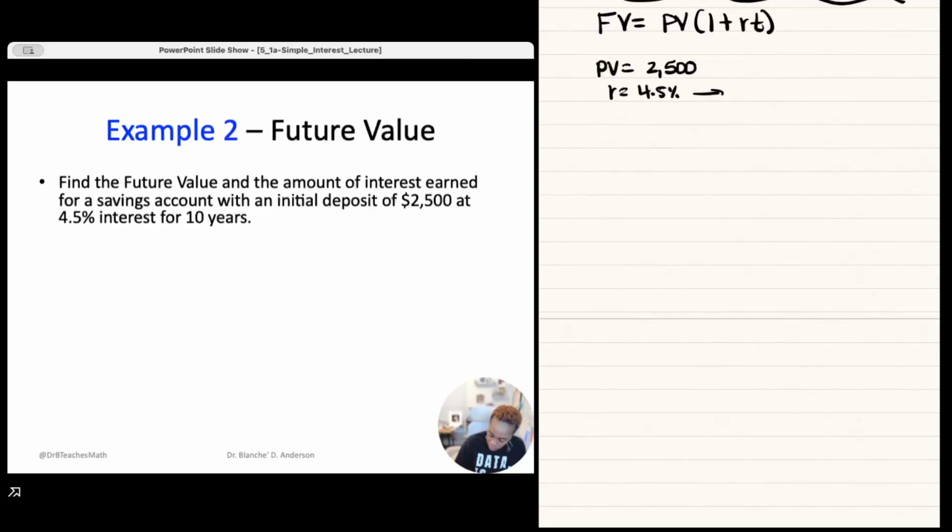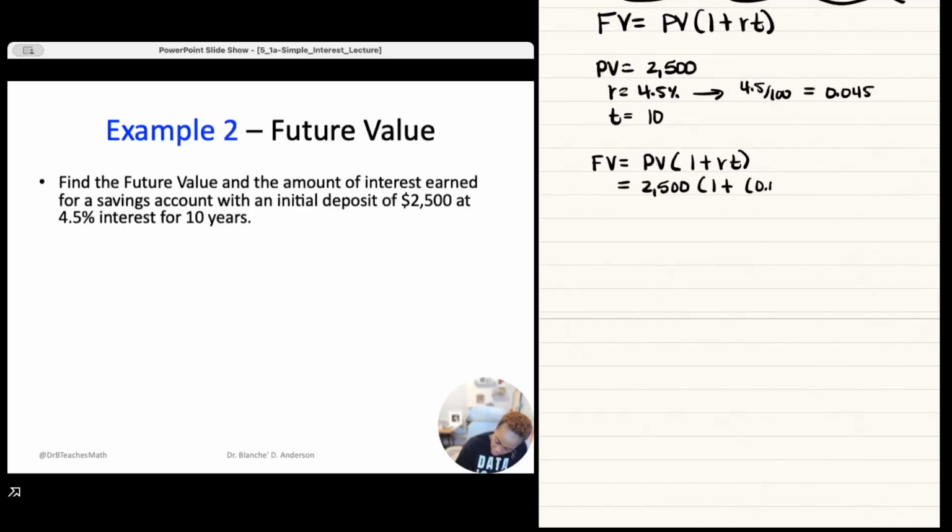Our rate, 4.5%. So I'm going to take 4.5 and divide it by 100. That's going to give me 0.045. And my time, they said 10 years. Okay, good. It's already in years, so we don't have to convert it. So now let's just plug and chug. So I have 2,500, right? Times 1 plus 0.045 times 10.